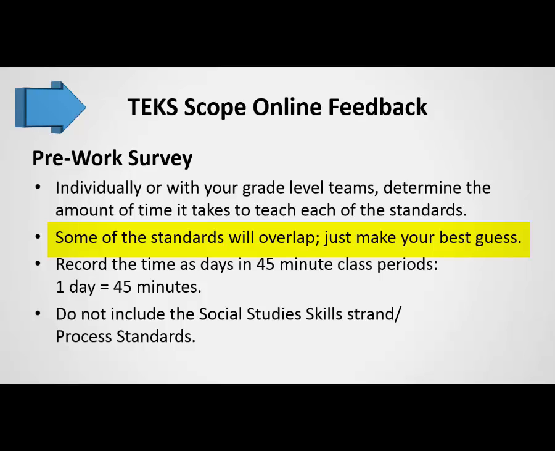For example, Grade 8 1A states, identify the major eras and events in U.S. history through 1877, then lists a number of historical eras. This content occurs in many parts of the course. Calculate how much time is spent each time a major event is identified and combine the amount of time for that standard. Record the time in units of days, where 1 day equals 45 minutes. So 1 day will represent a 45-minute class period.